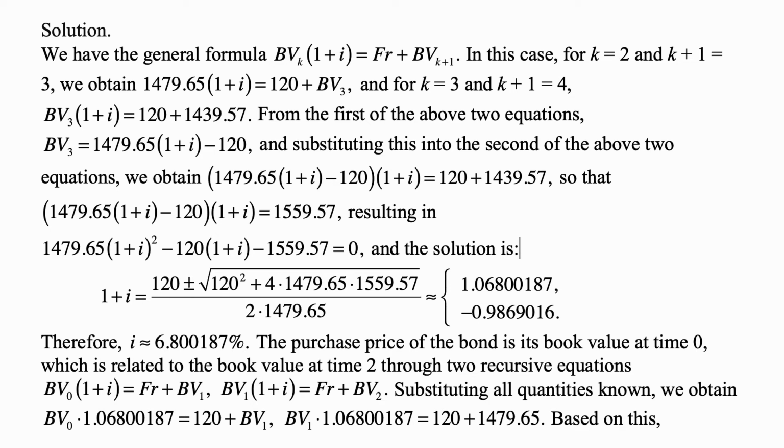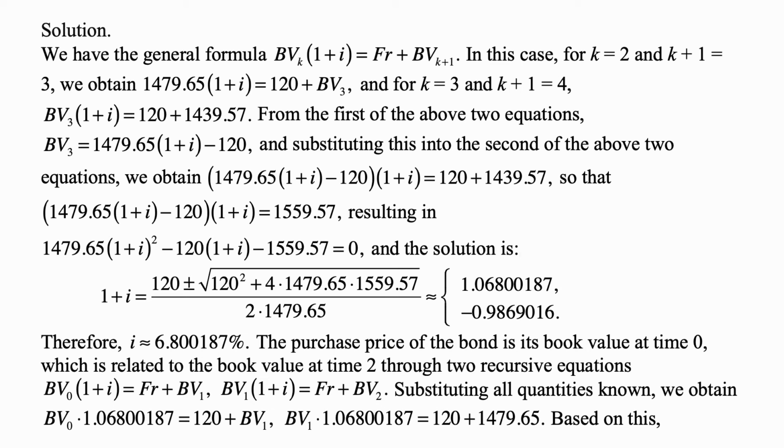The purchase price of the bond is its book value at time 0, which is related to the book value at time 2 through two recursive equations. Book value at time 0 times 1 plus I is coupon plus book value at time 1, and book value at time 1 times 1 plus I is equal to coupon plus book value at time 2. Substituting all quantities known, we obtain book value at time 0 times 1.068000187 is equal to 120 plus book value at time 1, and book value at time 1 times 1.068000187 is equal to 120 plus 1479.65.